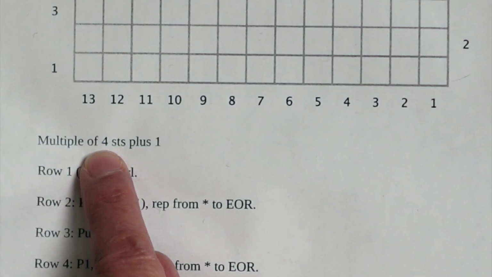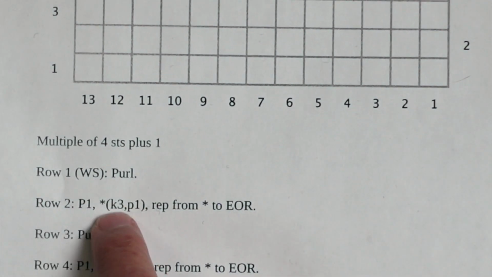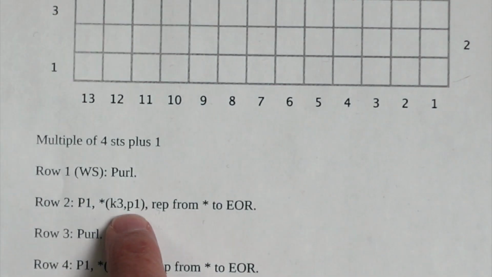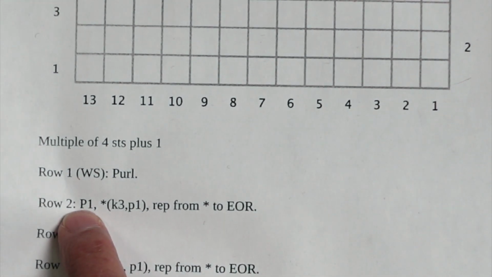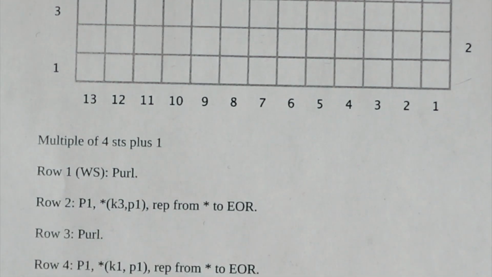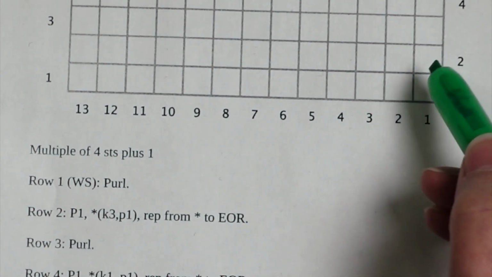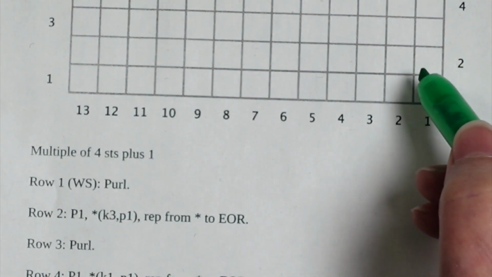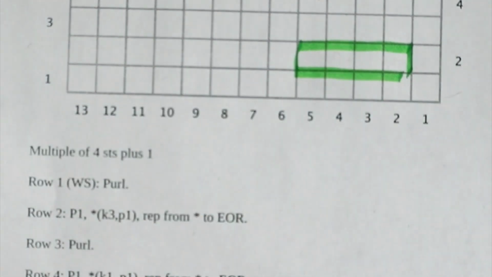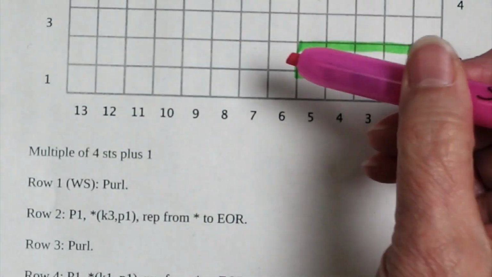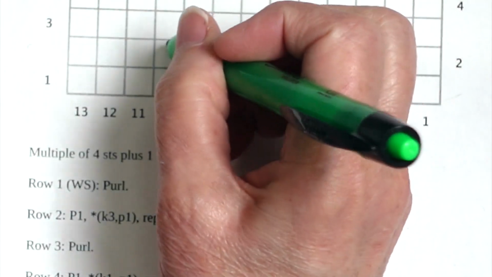Again, this is a multiple of 4 stitches plus 1, and you can see in this instruction here that what we have in the parentheses is a 4-stitch repeat. This is the part that gets repeated over and over, but we have a single purl stitch at the beginning. So what I'm going to do on row number 2 is just outline the 4 stitches that are going to be repeated. So we have 4 stitches right here. I can use a different color for the next 4 stitches, 4 stitches right here, and then we'll have the 3rd repeat right here.